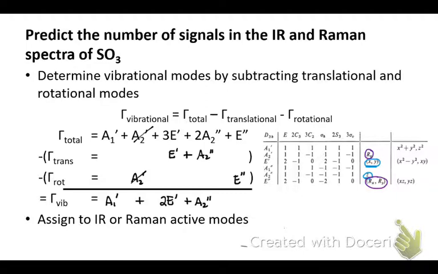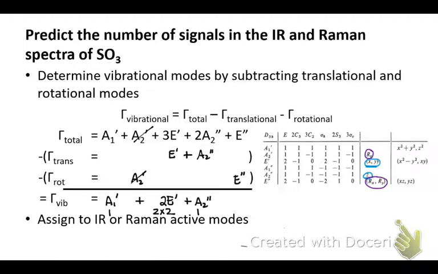A2 double prime. So remember at the beginning we said that there were 6 vibrational degrees of freedom. And so here we have 1 from A1 prime, 2 times 2 from the E primes. The E primes represent 2 modes that have the same energy, so there are 2 of them. And then an A2 double prime mode. So there's a total of 6 vibrational modes for this molecule that are represented by these 4 symmetry labels: an A1 prime, 2 E primes, and an A2 double prime.